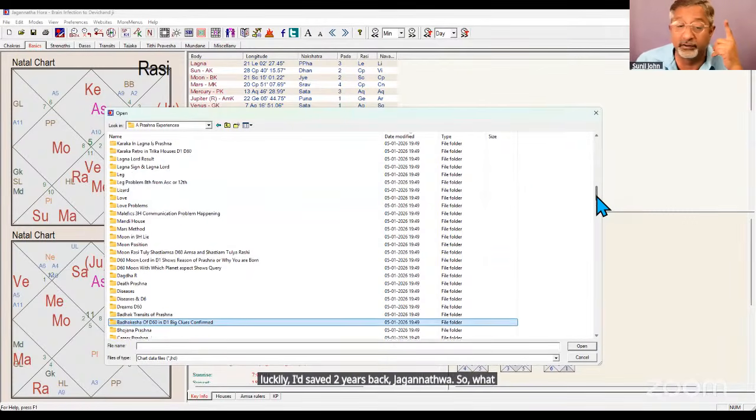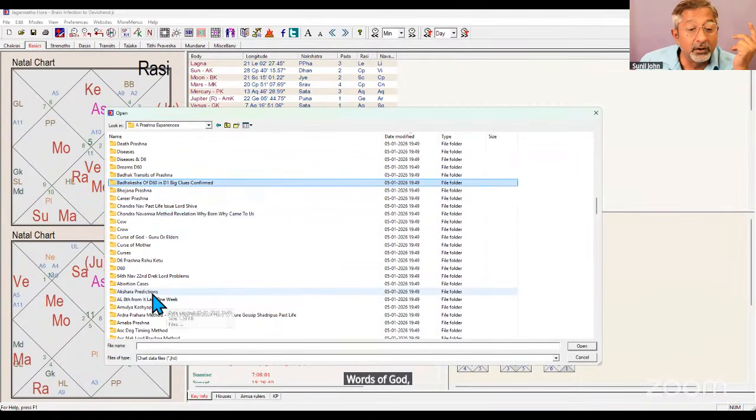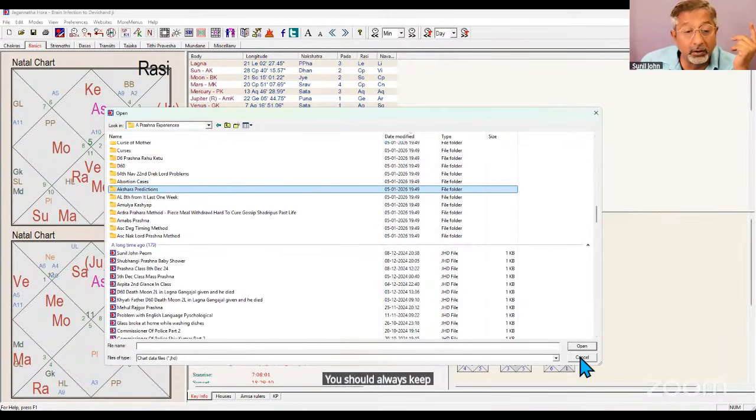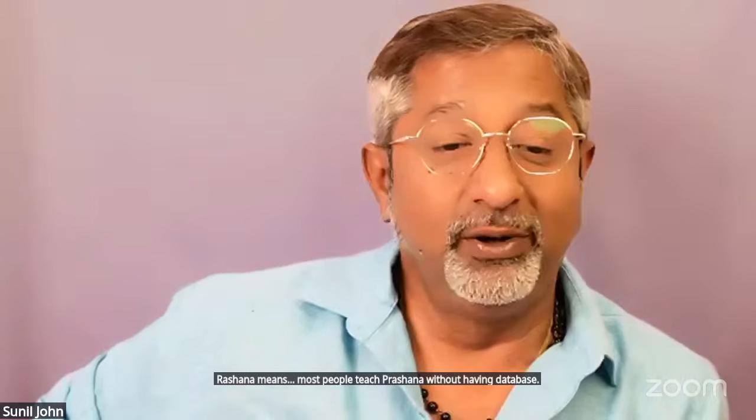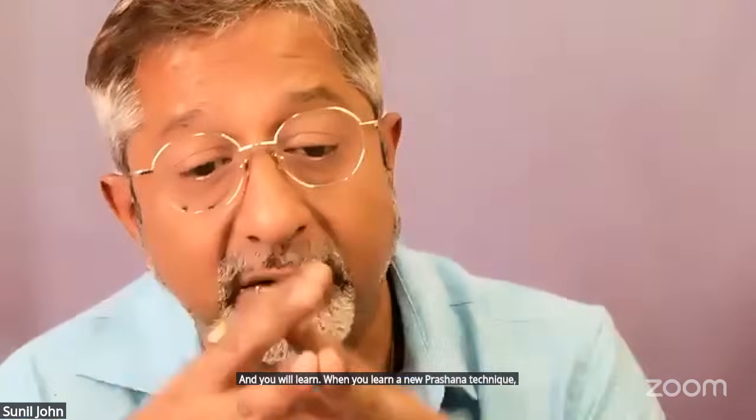So what you all should do, always learning from me. Okay. Curse of God, Guru, Akshara predictions. And this you all should always keep on saving, uploading it on your G drive and all that. Most people teach Prashna without having a database, only from book. That is not how it is to be taught. While teaching, you need to have thousands and thousands of prashnas saved systematically. And you will learn. When you learn a new prashna technique, it will come.